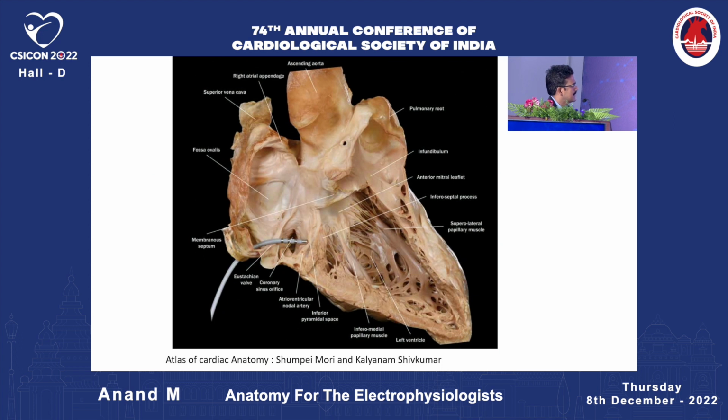In this picture, sorry, I think the pointer is not working. In this picture, the interventricular septum has been cut away. I show this picture because you can see in the CS os, the anterior wall of the CS is in close relation with the AV nodal artery. So sometimes during ablation of the slow pathway, the AV nodal artery may get injured, which can cause a transient complete heart block.